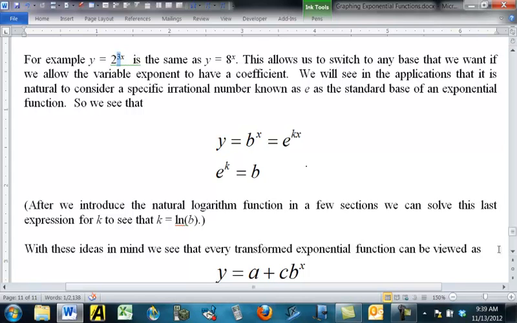Now, in a few sections down the road, we're going to introduce something called a natural logarithm, and so you can solve this last equation, e to the k equals b, for k, and we see that k is the natural logarithm of b. That'll make more sense in a few sections from now when we define natural logarithms.